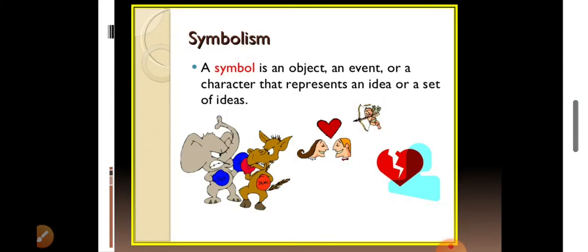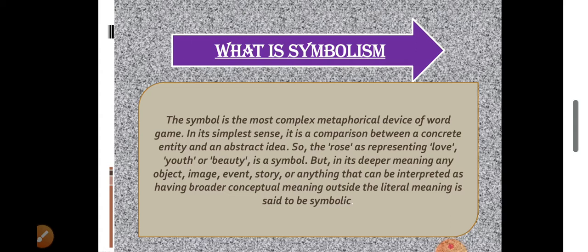Here we begin. A symbolism or a symbol is an object, an event or a character that represents an idea or set of ideas. We can see here in these pictures there is a cupid, there is a red-colored heart, and then again there is a broken heart, and there an elephant and a donkey having a fight. So we quite understand so many things by these symbols. So what is symbolism? Let us begin.